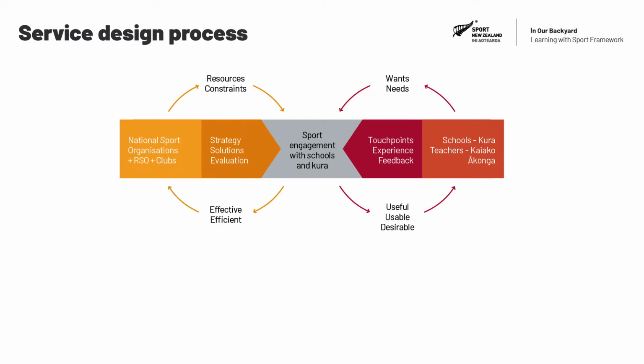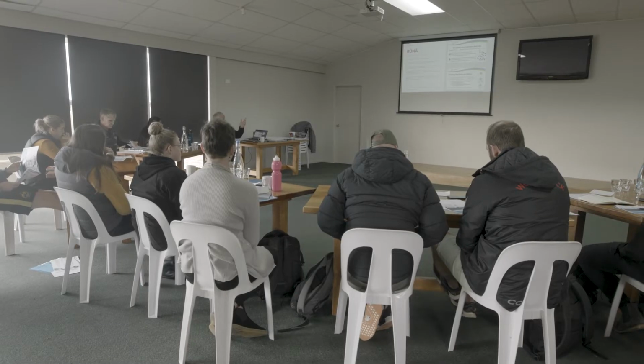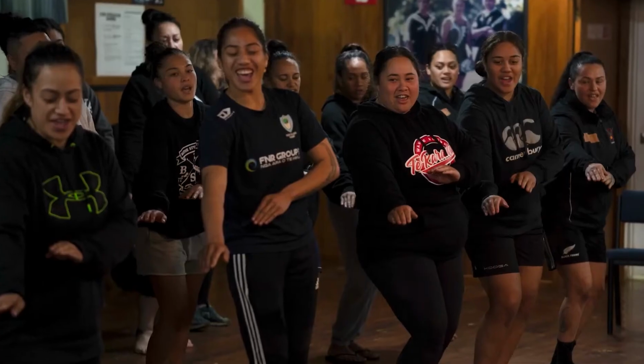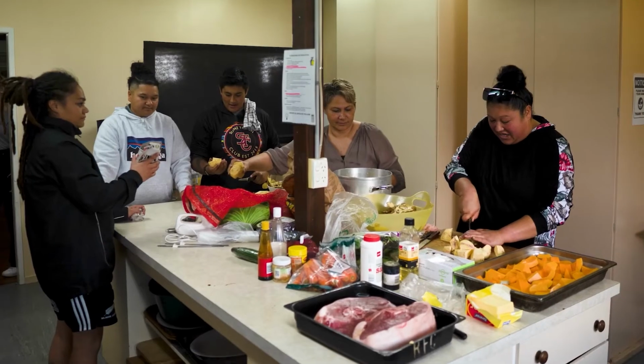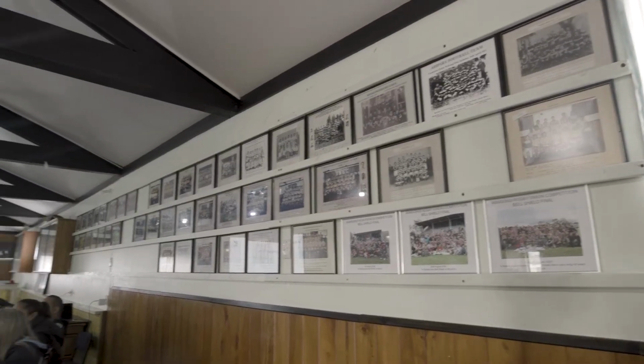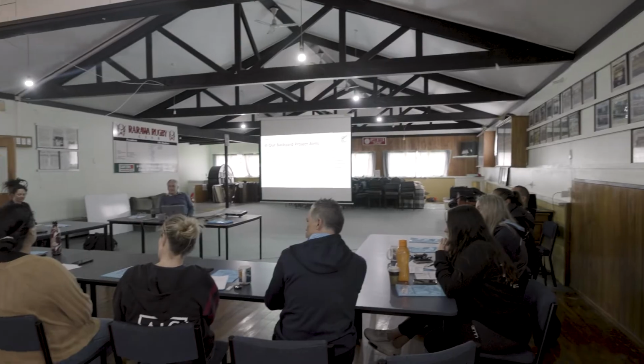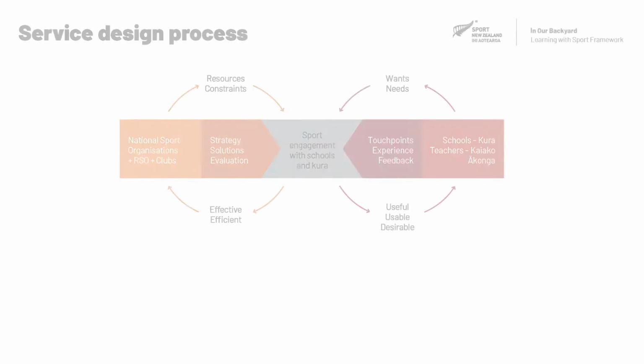In the Learning with Sport context, the service we are talking about is sport engagement with schools and kura. The customer of the service is schools, kura, teachers, kaiako, and ākonga. The provider of the service is national sporting organisations, their regional organisations, and their clubs. The providers bring a strategy and some solutions to the service design process.